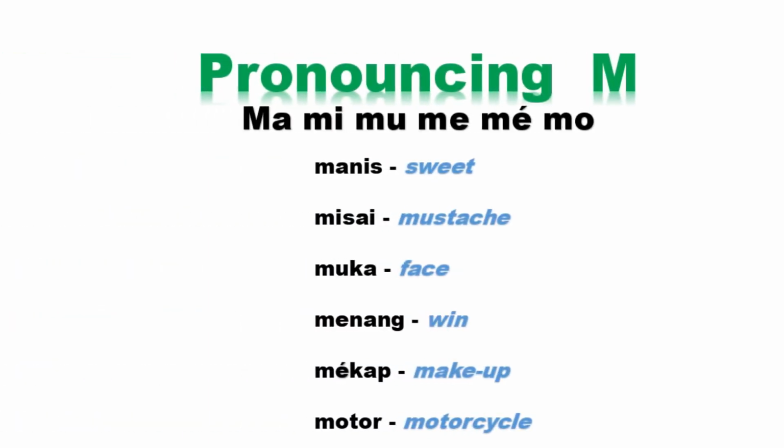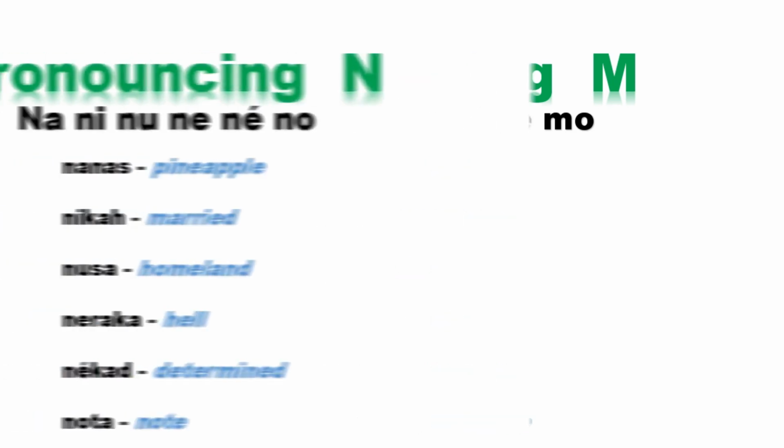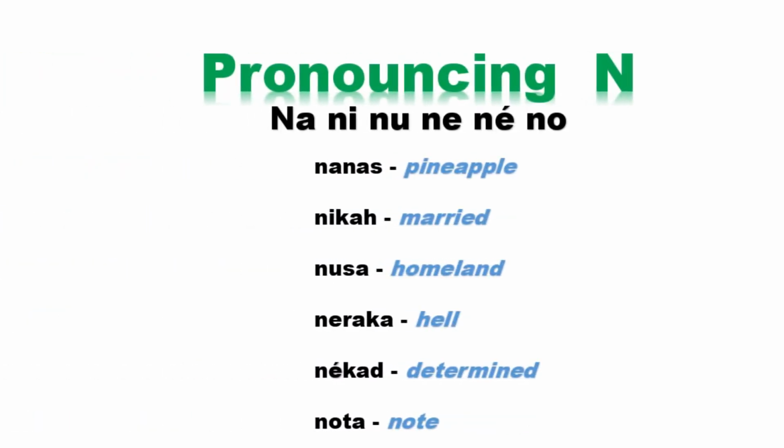Pronouncing M. For M, ma, mi, mu, me, me, mo. Manis, misai, muka, menang, makeup, motor. Pronouncing N. For N, na, ni, nu, ne, ne, no. Nanas, nikah, nusa, neraka, nekat, nota.